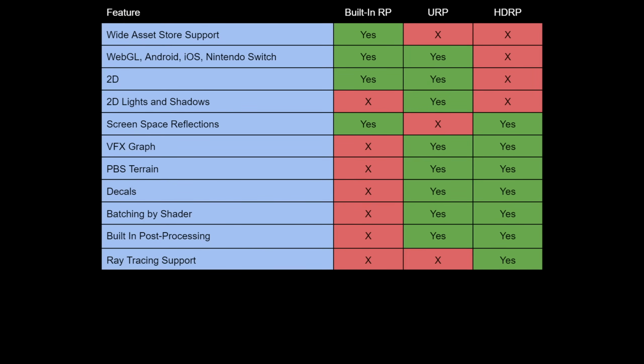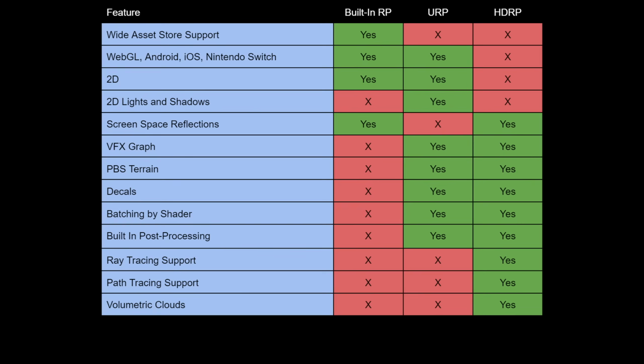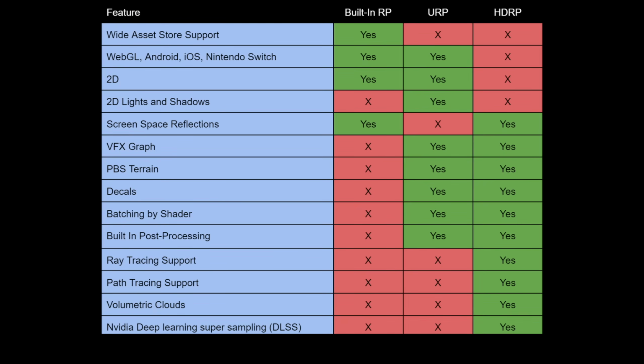And then we come to a few easy ones, because you have to use the HDRP if you want to go for ray tracing support, path tracing, volumetric clouds, or use things like the NVIDIA Deep Learning Super Sample, or DLSS. Well, theoretically, you could write your whole own scriptable pipeline too, but we're not comparing that right now.